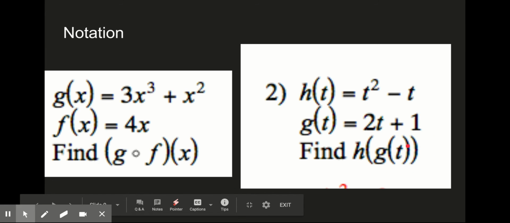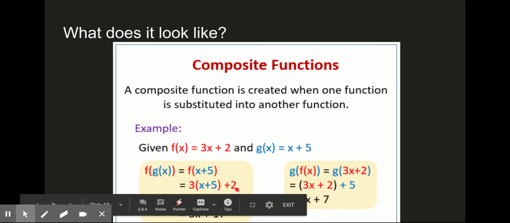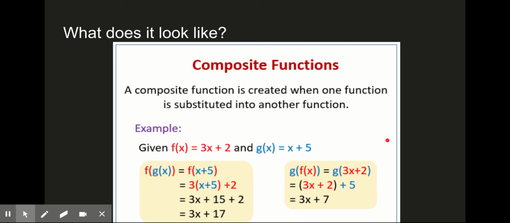h of g of t. I think that makes it easier to think about, too, because you're kind of working your way towards the outside, where clearly I need to start by figuring out, I need to plug in t to g. And whatever I get is now inside the parentheses for h. So whatever I get as a result becomes the input for this function h. So some great examples. This is a good slide to pause the video on and take a look here.